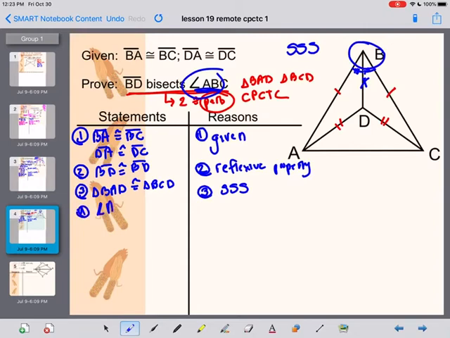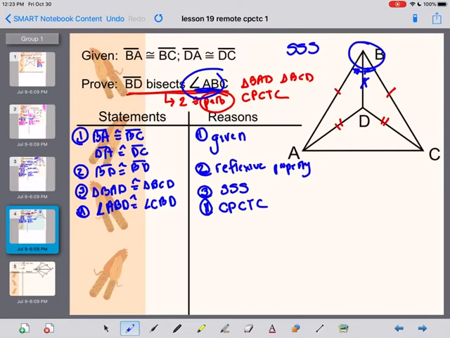Angle ABD congruent to angle CBD. Reason? What's the reason that those pieces are congruent? Remember, we just proved triangles congruent. So hopefully you said CPCTC. Corresponding parts of congruent triangles are congruent.